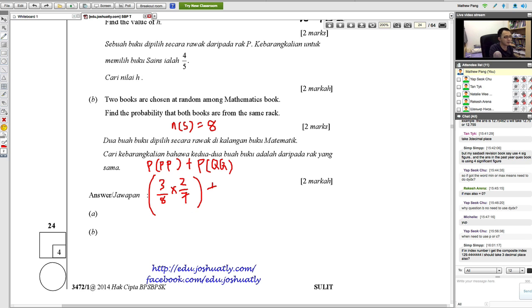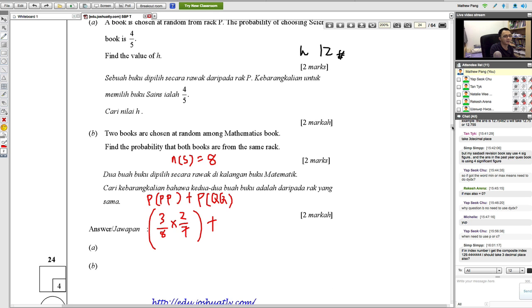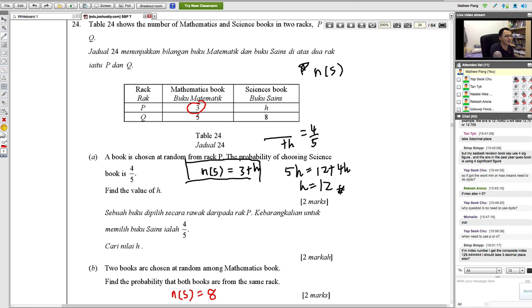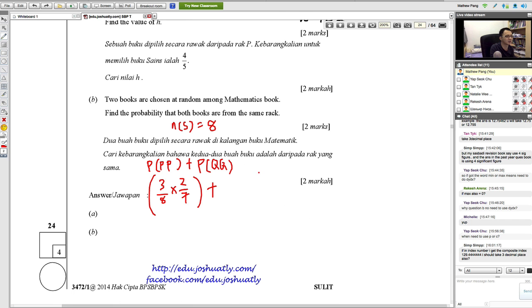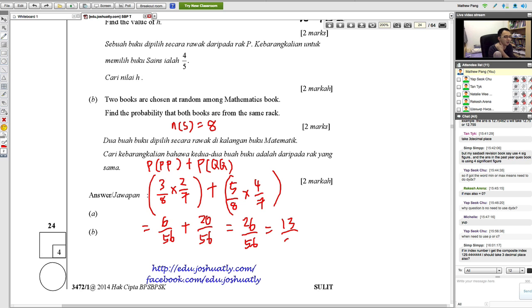Okay, so plus for the rack Q, you have 5 mathematics books in rack Q. So the first probability will be 5 over the total, which is 5 over 8. You imagine you already took 1, so the second book will be 4 over 7. So you just add them together. So this is 6 over 56 plus 20 over 56, which is 26 over 56. Divided by 2 is 13 over 28.